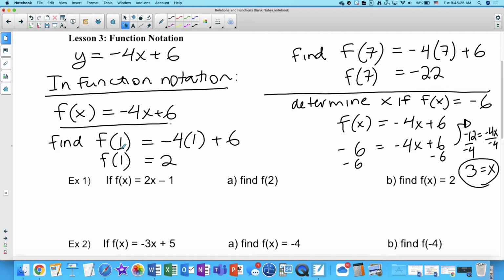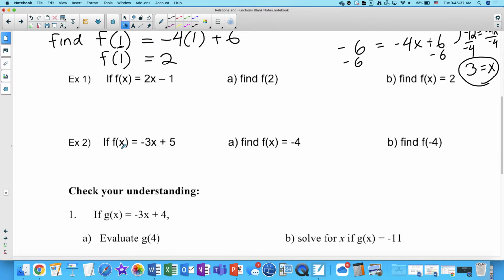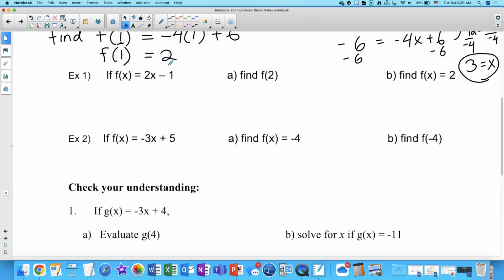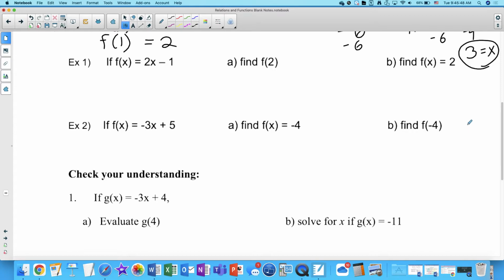All right, let's go through some examples. If f of x equals 2x minus 1, find f of 2, and find f of x equals 2. If you know the number in here, you sub in for x on the right. So f of 2 equals 2 times 2 minus 1, and that's 4 minus 1, which is 3.